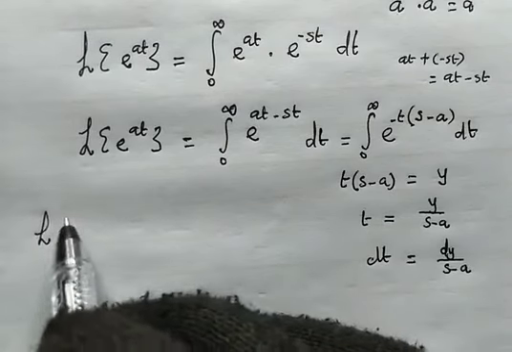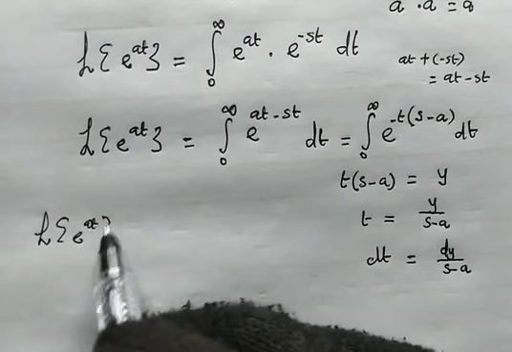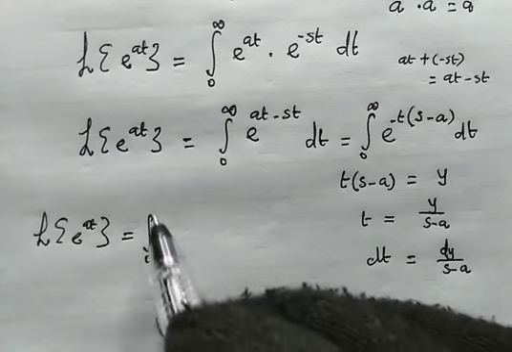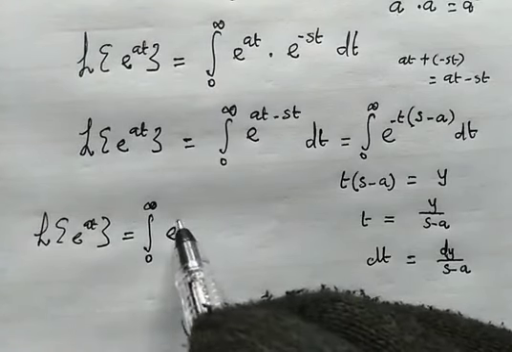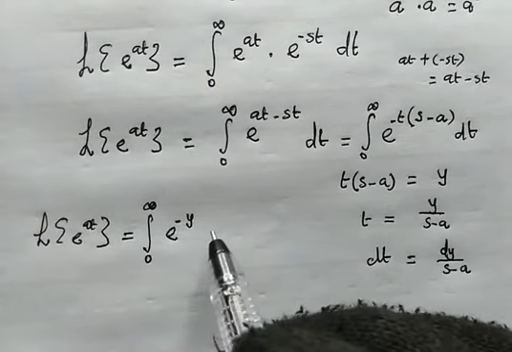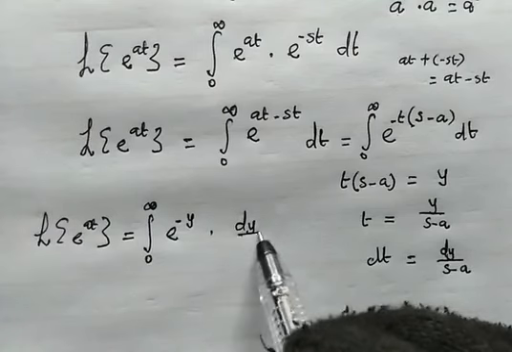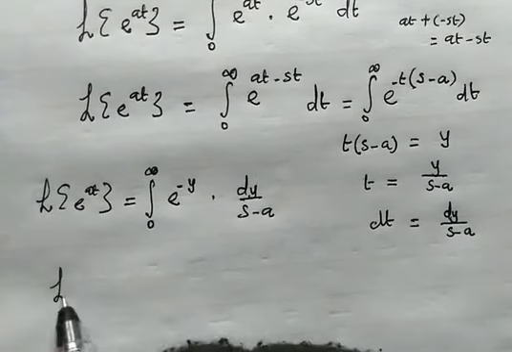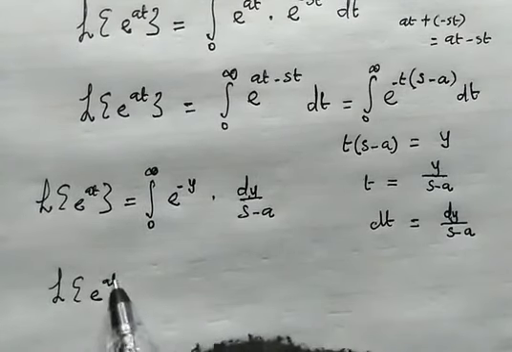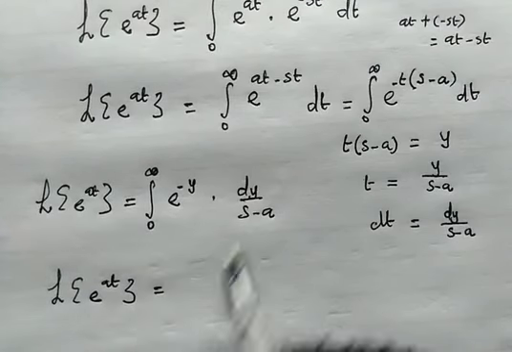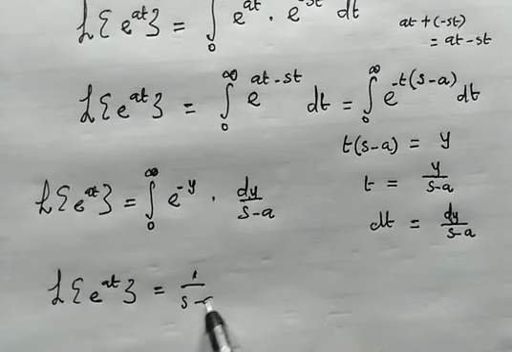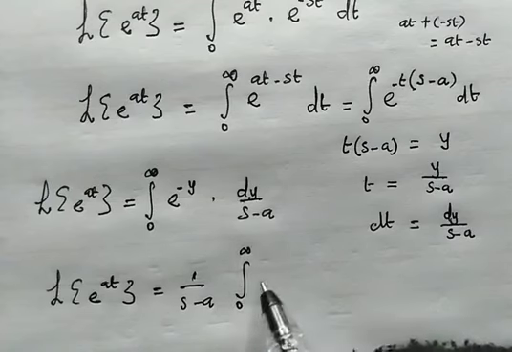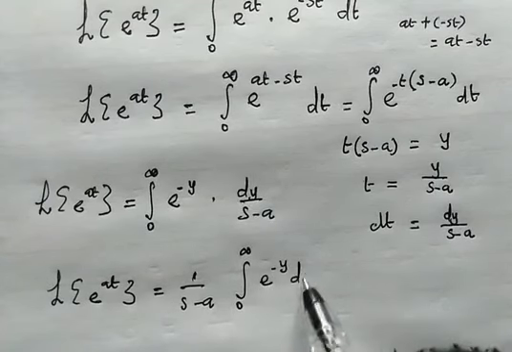Here we get the Laplace transform of e to the power of at is equal to the integral from 0 to infinity of e to the power of negative y, then times dt, which will be dy all over s minus a. Now from here, the Laplace transform of e to the power of at is equal to 1 over s minus a outside, right? Then we have the integral from 0 to infinity of e to the power of negative y dy.